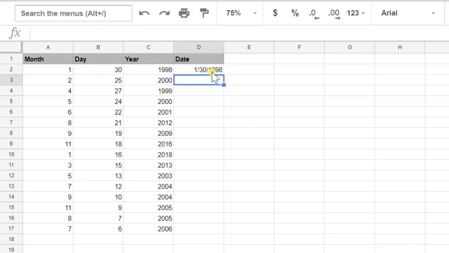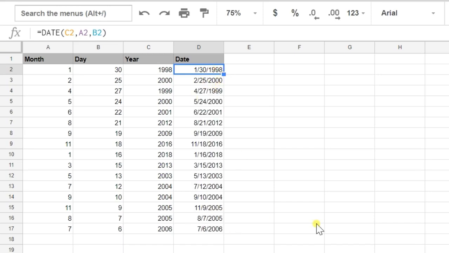And as you can see, the date formula successfully determined the date out of my data. So I double click the equation. And as you can see, I found every date with the month, day and year. So this is how I use the date formula.